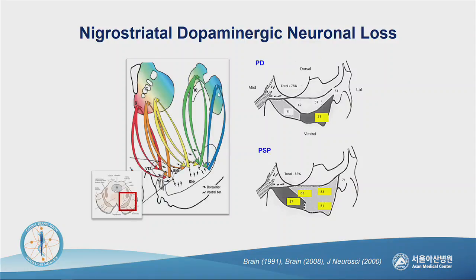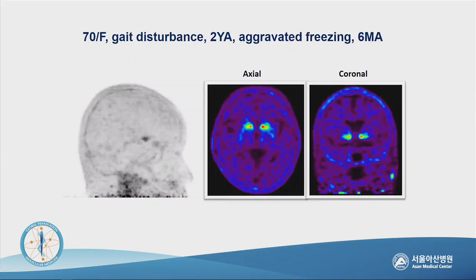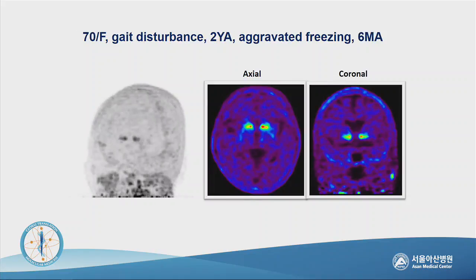The preferential site of dopaminergic neuronal loss in the substantia nigra varies according to the etiology of Parkinsonism. In atypical Parkinsonism, such as PSP or MSA, this neuronal loss is more diffuse and pronounced in the medial and dorsal site of the substantia nigra. So we can expect that PSP or MSA may show a different striatal uptake pattern in high-resolution dopamine transporter imaging. Let me show some cases with atypical Parkinsonism.